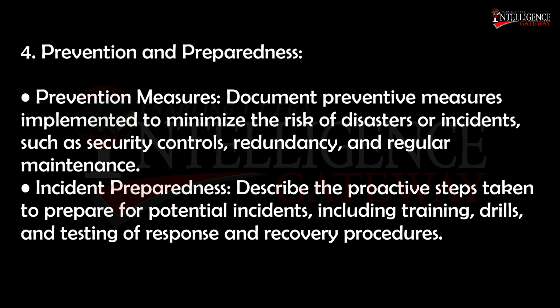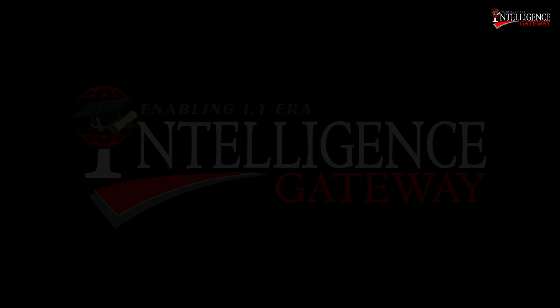4. Prevention and preparedness. Prevention measures. Document preventive measures implemented to minimize the risk of disasters or incidents, such as security controls, redundancy, and regular maintenance. Incident preparedness. Describe the proactive steps taken to prepare for potential incidents, including training, drills, and testing of response and recovery procedures.